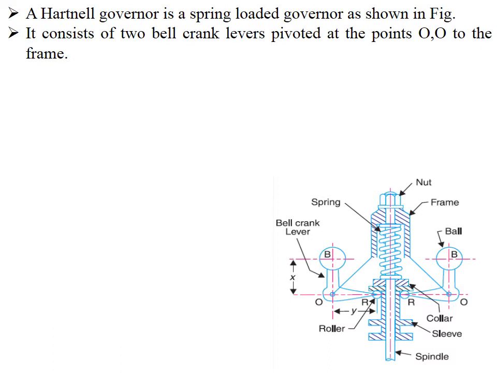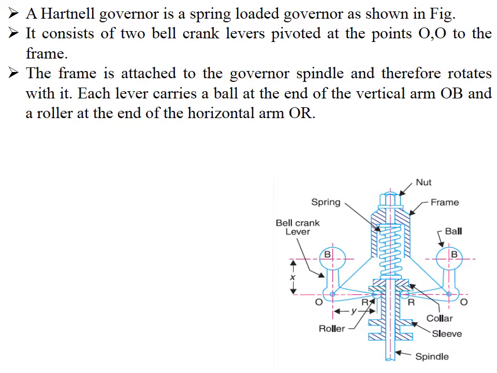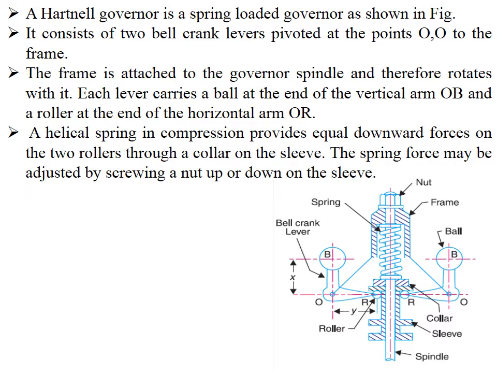It consists of two bell crank levers pivoted at the points O, O to the frame. The frame is attached to the governor spindle and therefore rotates with it. Each lever carries a ball at the end of the vertical arm OB and a roller at the end of the horizontal arm OR. The helical spring in compression provides equal downward force on the two rollers through a collar on the sleeve. The spring force may be adjusted by screwing a nut up or down on the sleeve. This part I have explained in the previous video itself. So now we will start with the derivation.